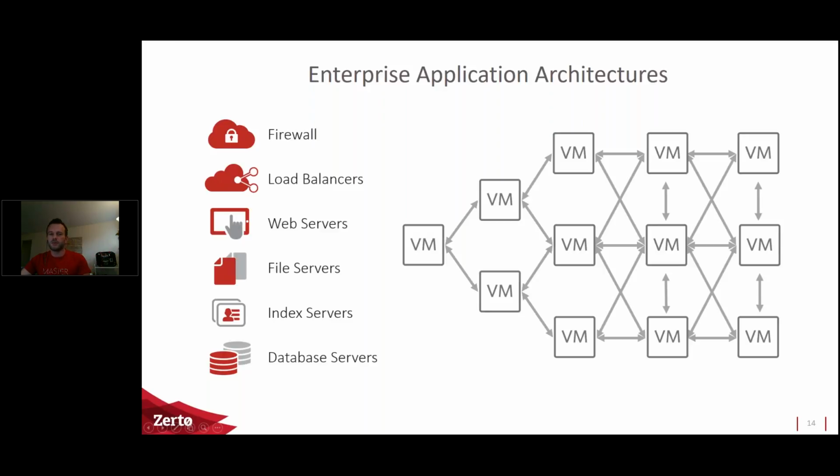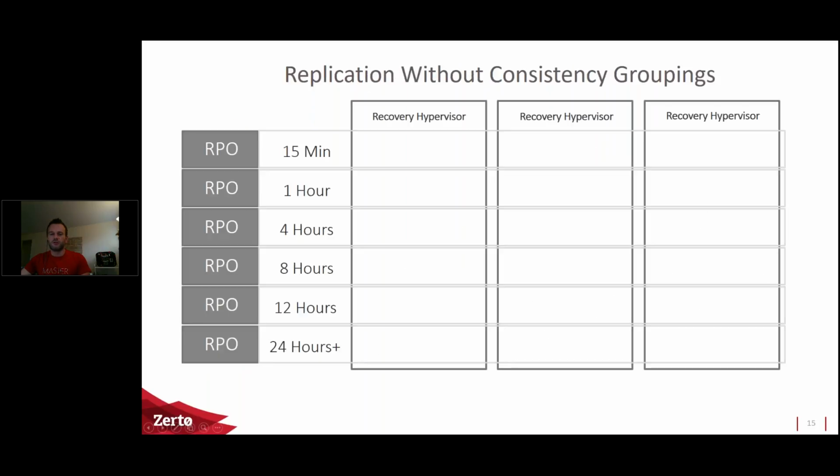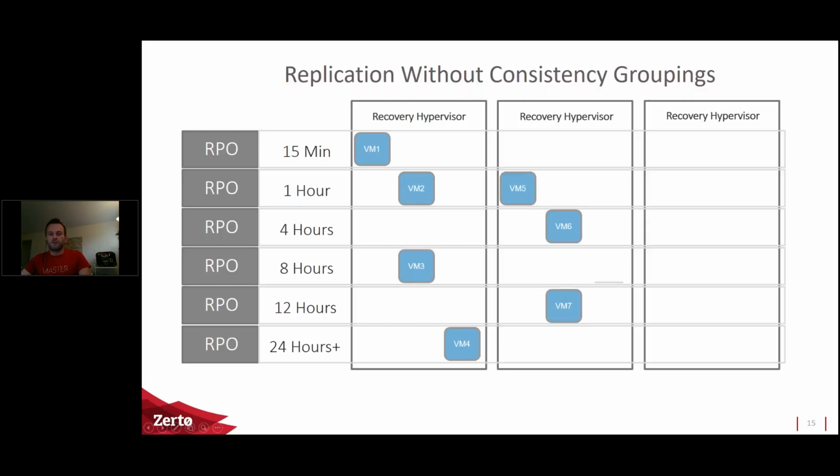Now, if you're replicating and protecting these without consistency grouping and each VM is at its own individual point in time, what point in time can I recover this 12 VM application stack to? If, for example, the web servers are only 15 minutes out of date, maybe the file servers are 8 hours out of date because they've got a reasonable amount of change, but the index and the file servers are 12 and 24 hours out of date. Yes, I've got a copy of all these VMs in the DR side, but if I turn this on, what point in time is the data consistent to?